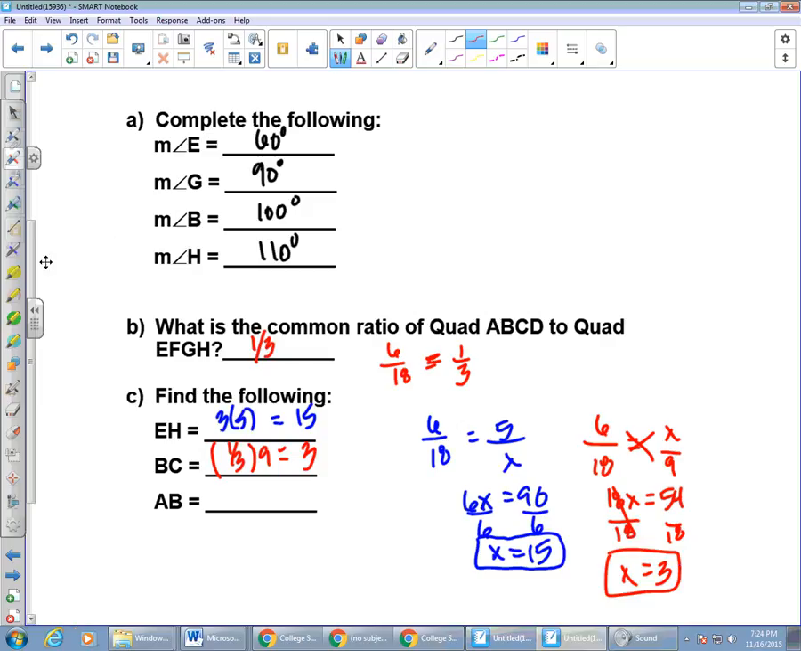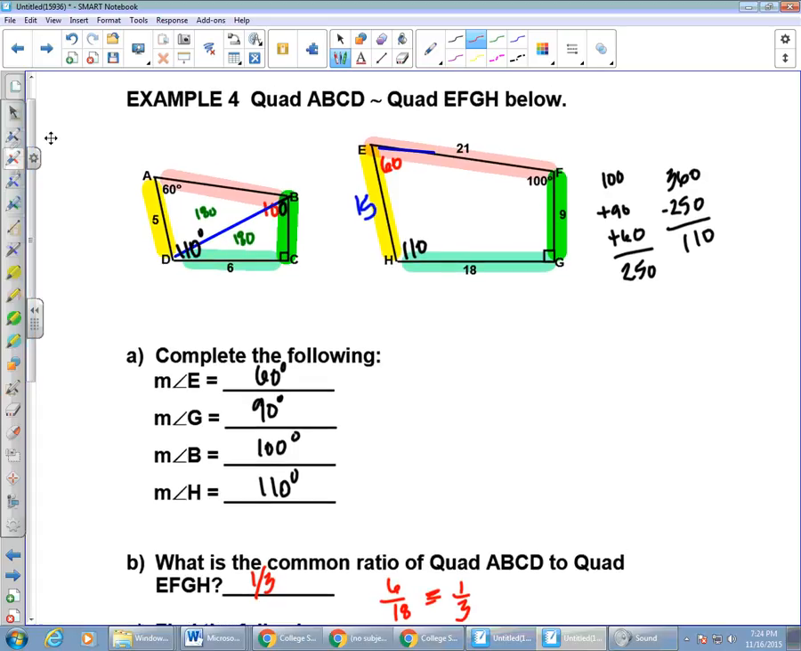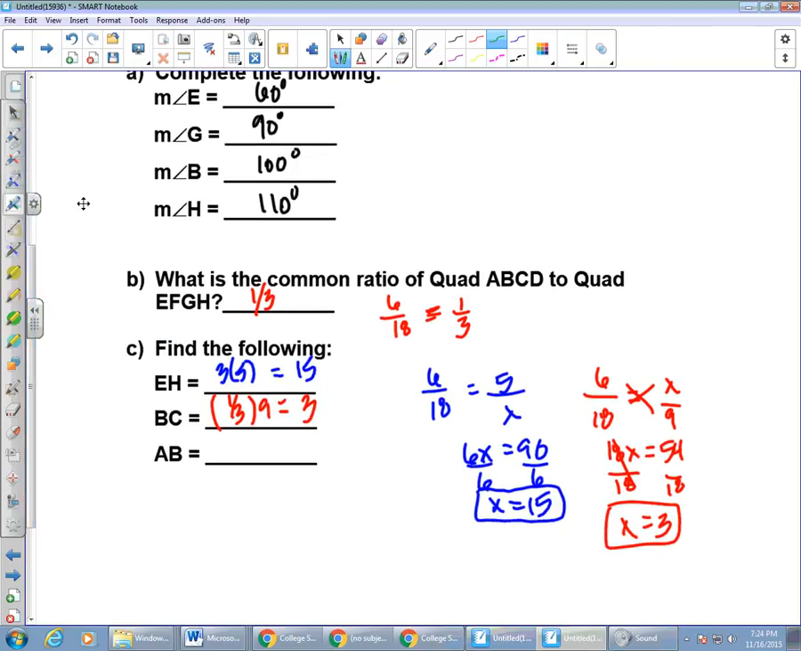And so for the last segment, if I want to find AB, here again I know that AB is 1/3 of EF, so 1/3 of 21. I'll use green for this one. So 1/3 of 21 is going to be 7. That's all I have to ask myself: what number is 1/3 of 21? So 1/3 times 21 equals 7.